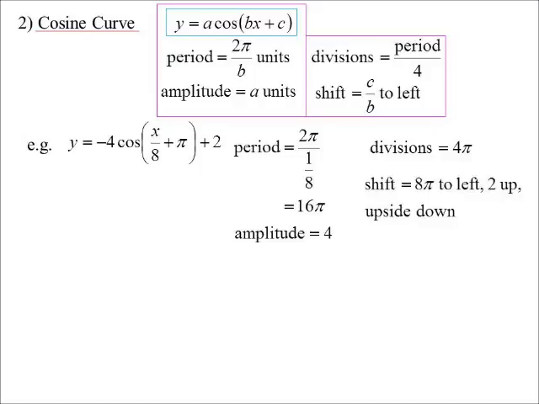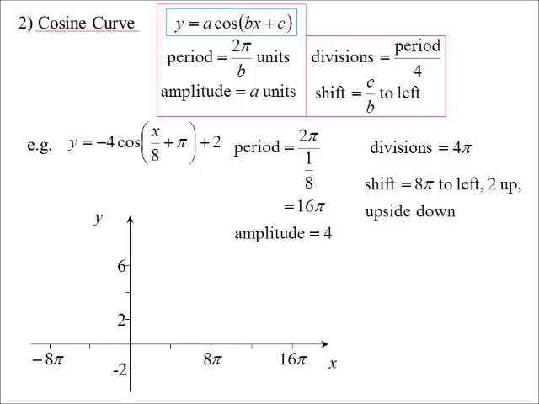And this one is shifted 8 pi to the left because, again, to make that equal to 0, I'd have to sub in negative 8 pi. And we're also going 2 up. Okay, let's mark off my divisions. I'll mark off every 4 pi. Oh, but I've shifted 8 pi to the left. Oh, that was lucky. 8 pi is a multiple of 4 pi.